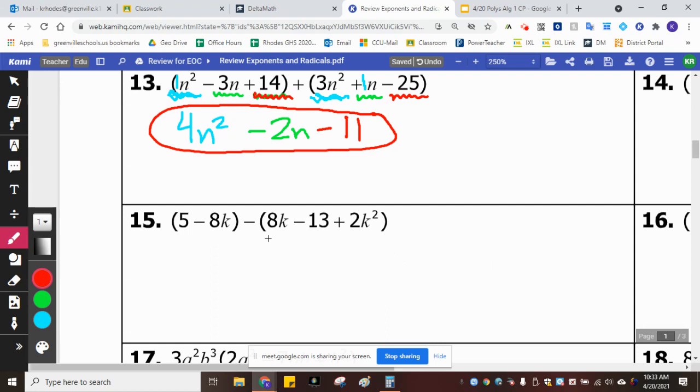Subtracting, the only difference between subtracting is first you have to distribute this negative to the second parentheses, every term in the second parentheses. And you do that by multiplying everything by negative 1 in the second parentheses. So the first parentheses is going to stay the same.